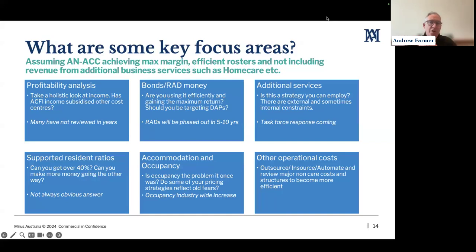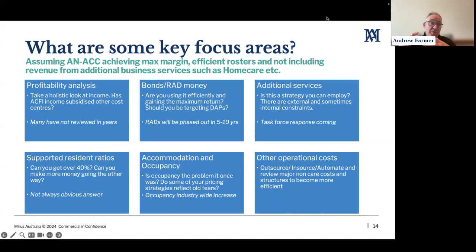Is there something that you can employ? Obviously, there are some external constraints. There are rules about what you can and can't do, and we're waiting to see to what extent that will change with the response to the task force report and recommendations and with the new act. But we also come across quite a lot of internal constraints.